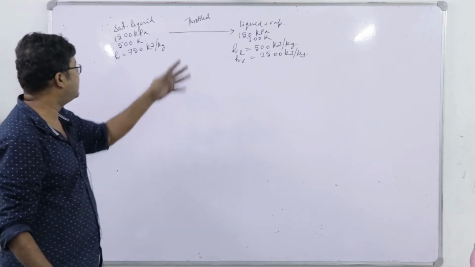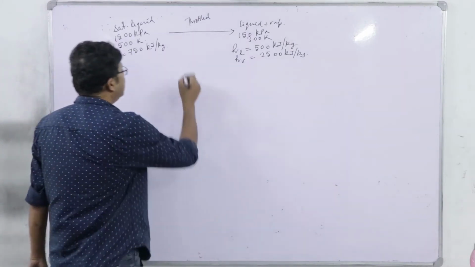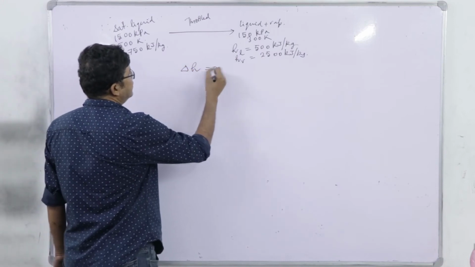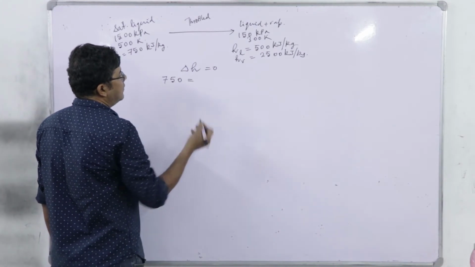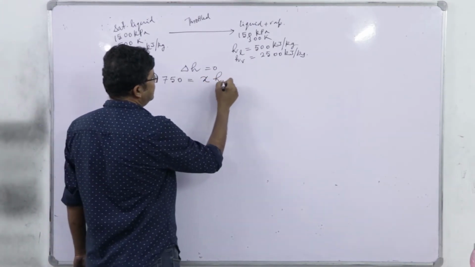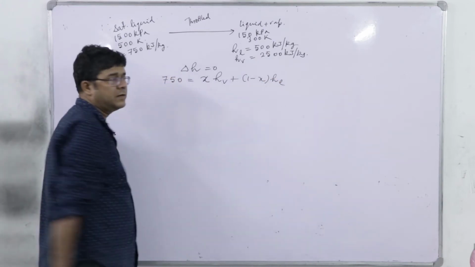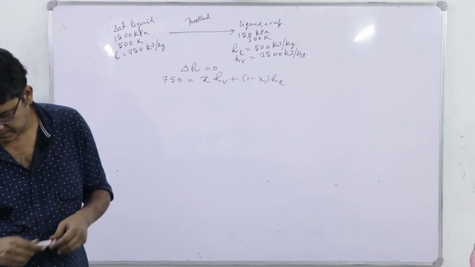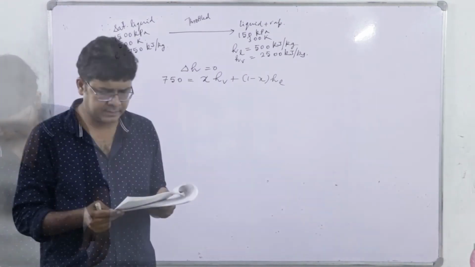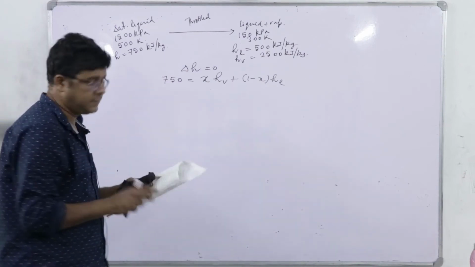So, it is pretty simple. Throttling means it is a Joule-Thomson expansion, right. So, there delta H equals 0. So, 750 equals x into HV plus (1 minus x) into HL, and from there you can solve for x; x multiplied by 100 is the answer. Okay. This is also an interesting problem to solve.